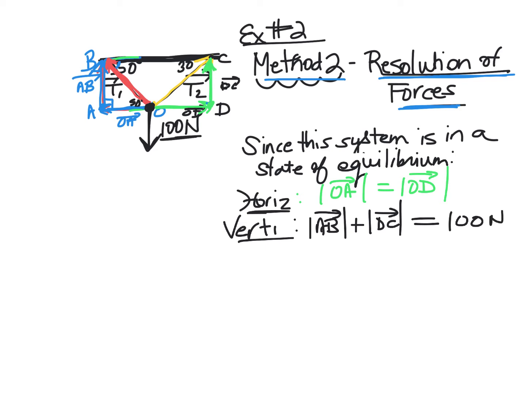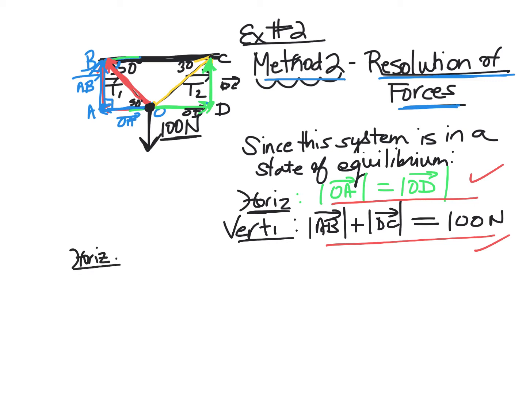Because it's in a state of equilibrium, these two statements are true. So how can we use this to find the tension in rope 1 and rope 2? Let's start with the horizontal components.